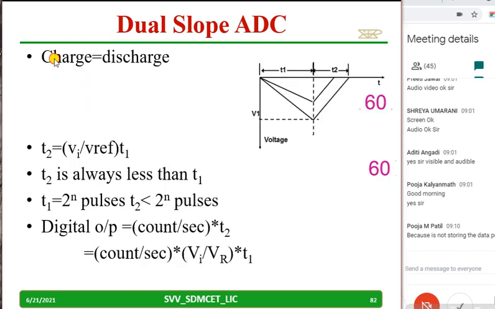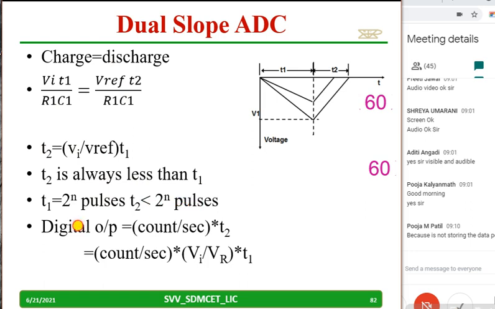So remember, the charging time period will always be equal to the discharging time period, and this I can write as Vi by R1 C1 into T1 equals V reference by R1 C1 into T2. R1 and C1 are common in both time periods, charging or discharging, so those two can be cancelled, and you will get T2 equal to Vi by V reference into T1. T2 is always less than T1, this is very important, and T1 equals 2 raised to n pulses. T2 is less than 2 raised to n pulses.